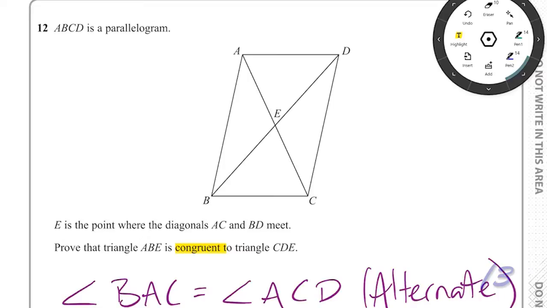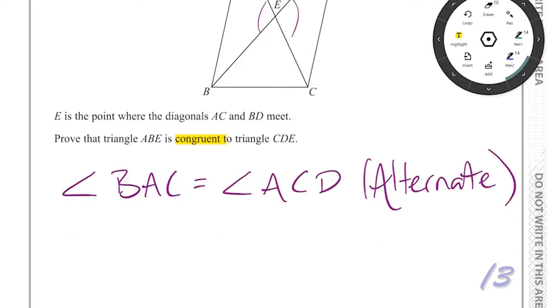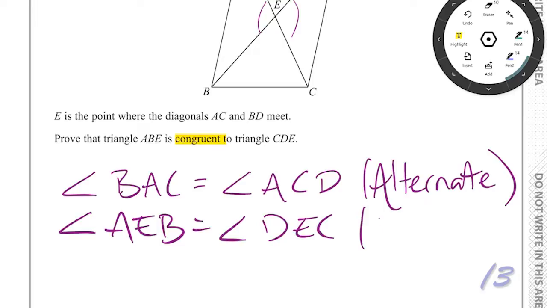What we're going to look at here is AEB and DEC. Those are the same because they're opposite angles. So we would write down angle AEB is equal to angle DEC, and that's because they're opposite. So far we've proved they're similar triangles. We've shown that their angles are the same.